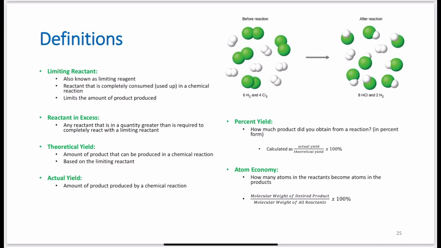And then another concept you may encounter is atom economy. I personally am not going to test you on this concept, but it is an important concept to understand that scientists and chemists as a whole are thinking about. It's how many atoms in the reactants become atoms in the products. So you take the molecular weight of your desired product and divide that by the molecular weight of all reactants that go in to make it, multiplied by 100%.